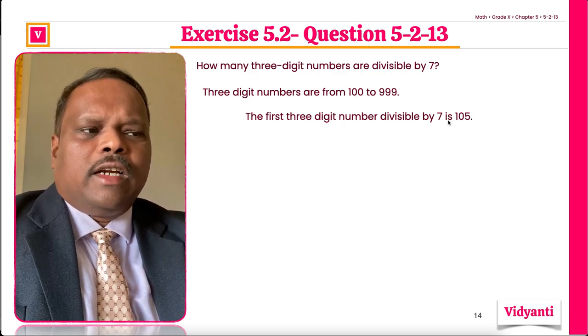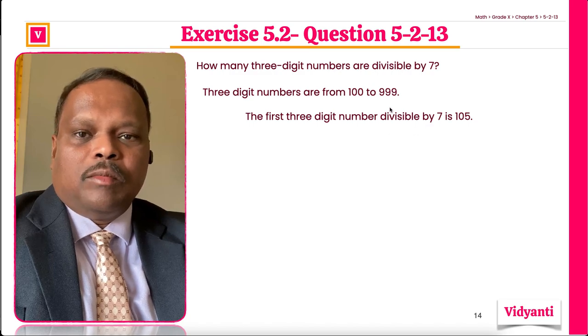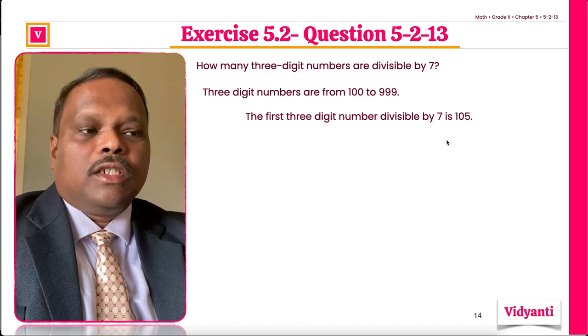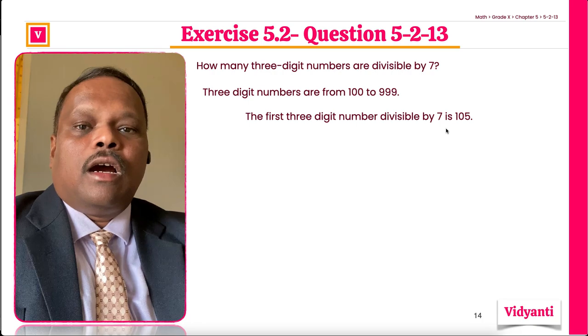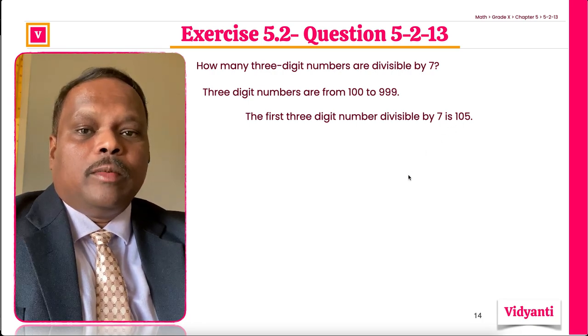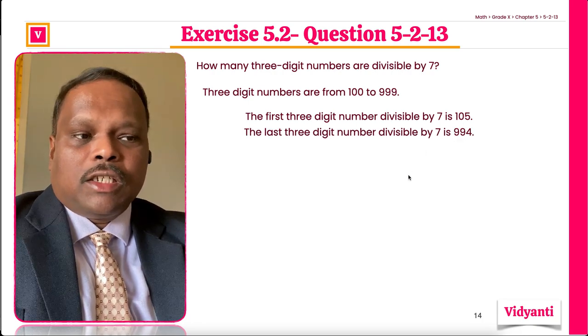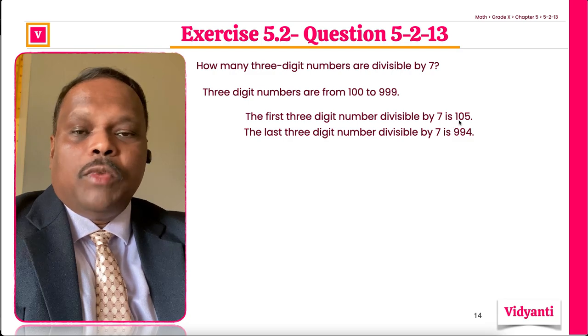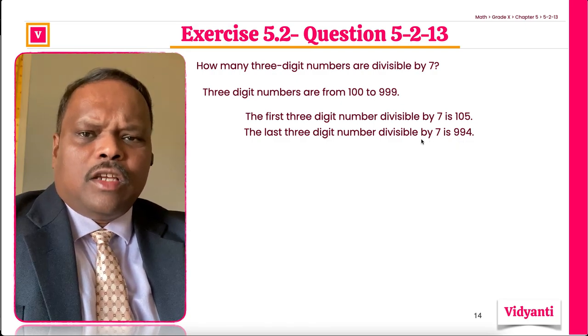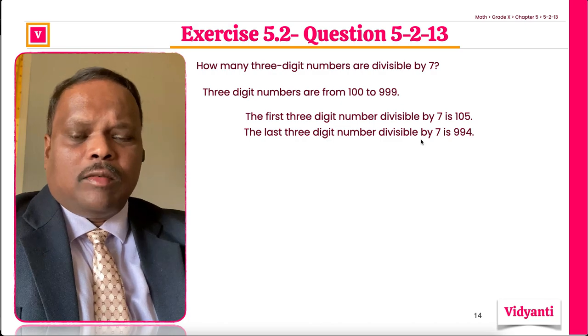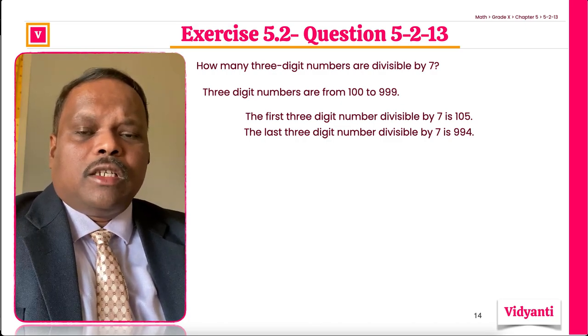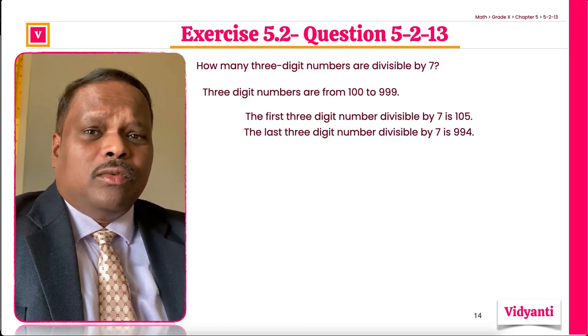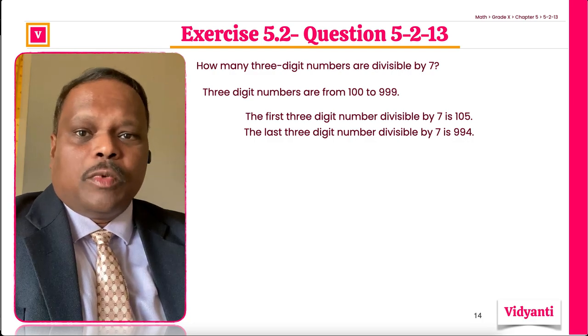I realized that the first immediate three-digit number which is divisible by 7 is 105. So that should be the beginning point of our arithmetic progression. 105 is the beginning point. Well, 999 may not be the end point. The ending point is 994 because that's a number divisible by 7. This you have to do in your head, or take a scratch paper and check which number is divisible by 7.